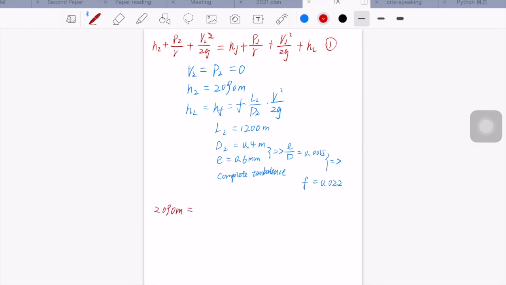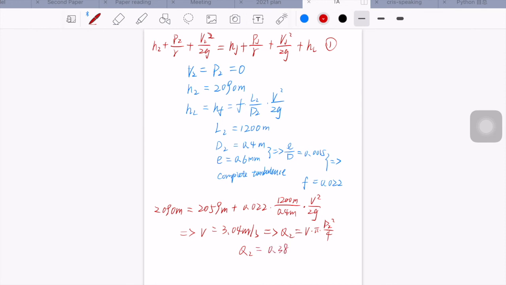So now equation 1 can be written as 2090 meter equals 2059 meter plus 0.022 times 1200 meter divided by 0.4 meter times V squared divided by 2g. Now we can calculate the V in the pipe 2, so we can calculate the flow rate in the pipe 2, V times pi D squared divided by 4. So the flow rate in the pipe 2 is 0.382 cubic meter per second.